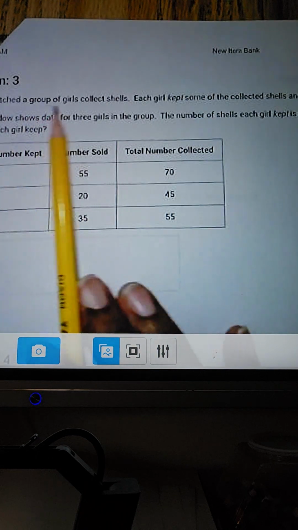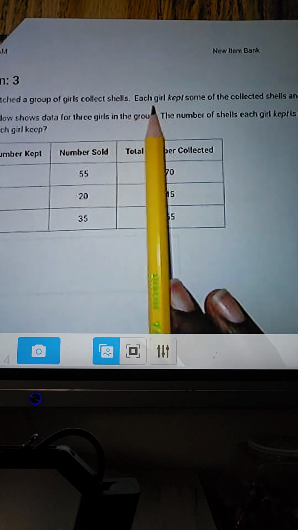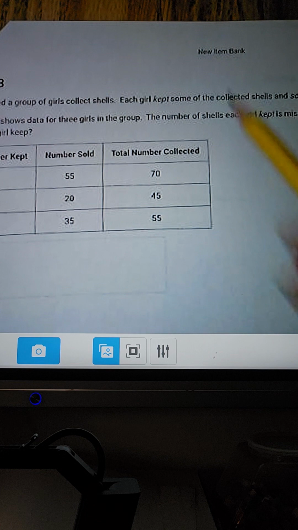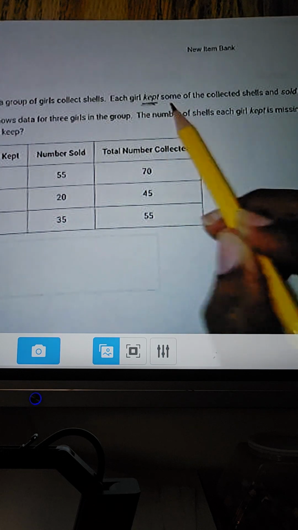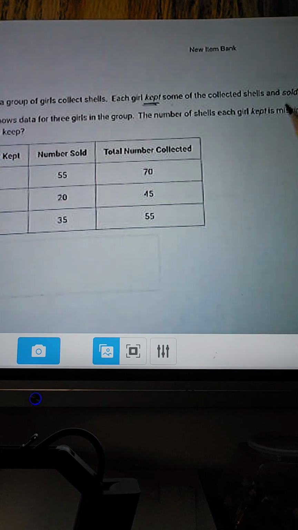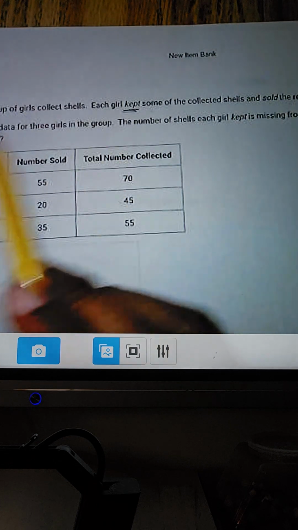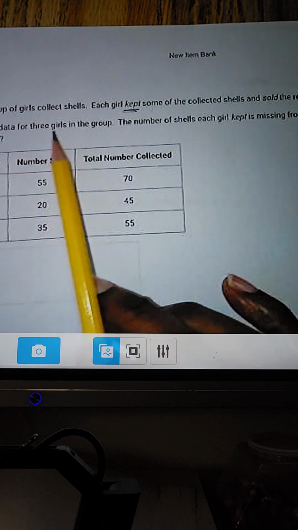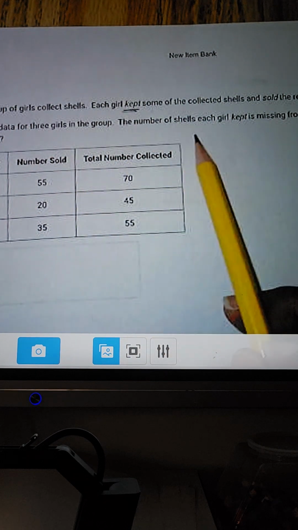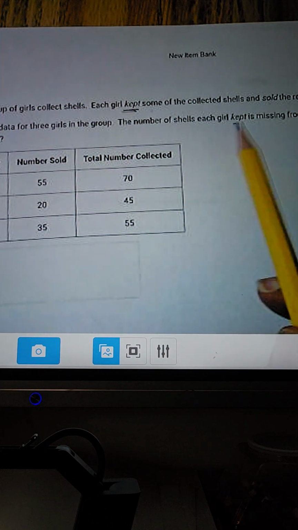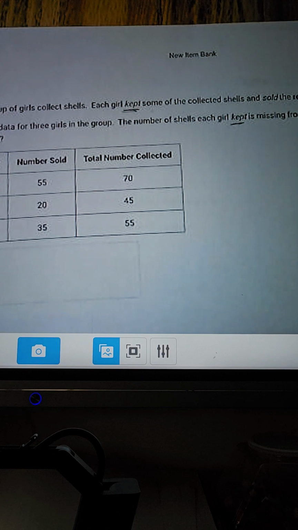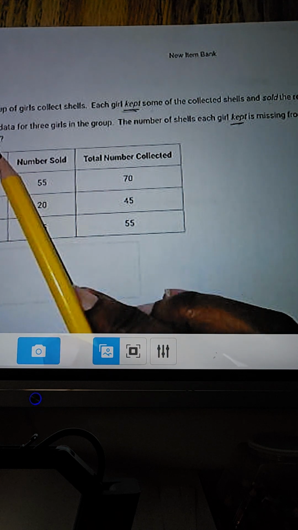Kennedy watched a group of girls collect shells. Each girl kept some of the collected shells and sold the rest of the collected shells. The table below shows data for 3 girls in the group. The number of shells each girl kept is missing from the table. How many shells did each girl keep?